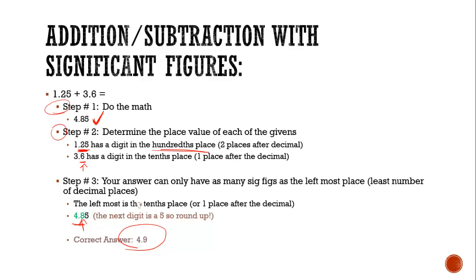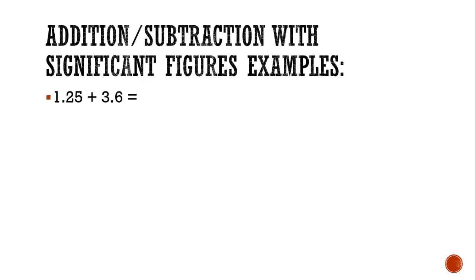1.25 plus 3.6. So again, we're going to add those two numbers together. Calculator answer is 4.85. Okay, so I add those two numbers together. Again, look, two places, one spot. So that means I can only have one spot after the decimal because that's the least. So one spot, look next door, round up, 4.9.